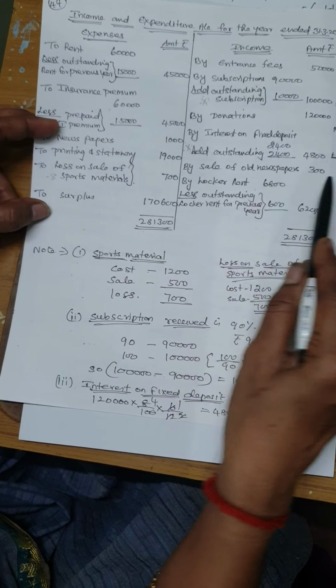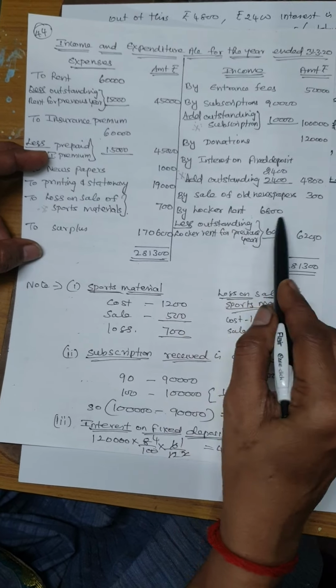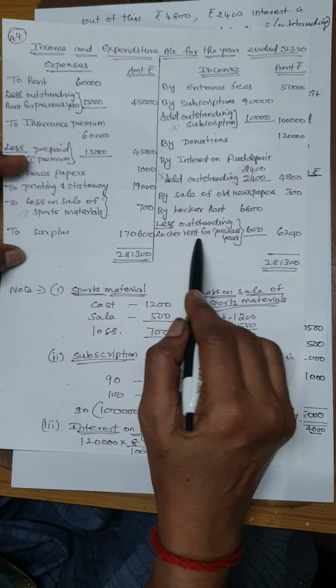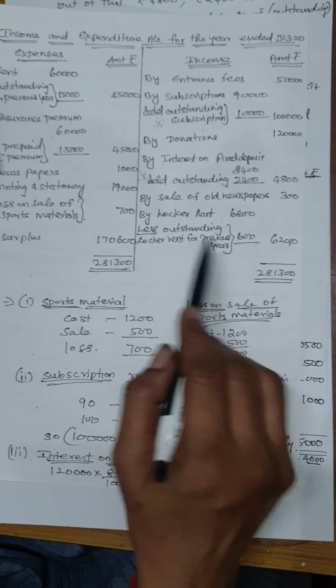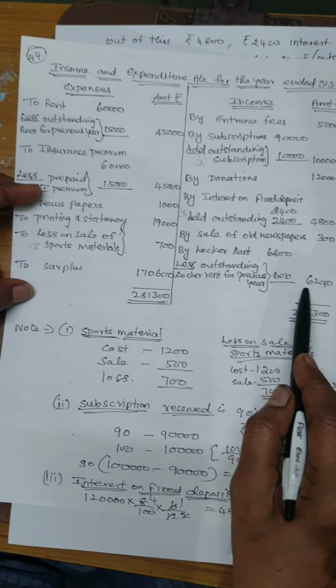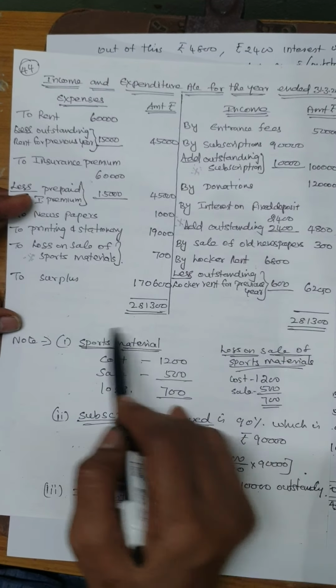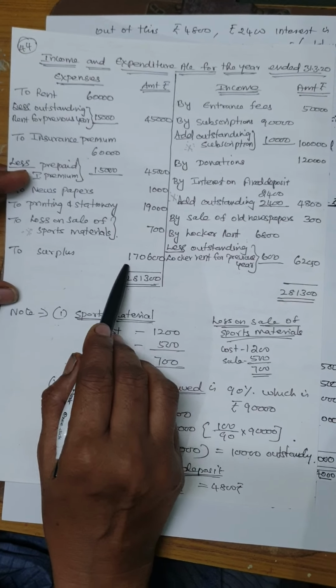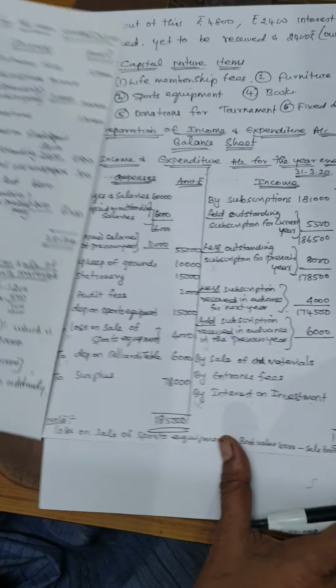Sale of old newspapers 300. Locker rent is given in the receipts and payments account 6,800. Outstanding locker rent of the previous year given in the adjustment 600. So the balance is 6,200. Again in this sum also income is more than the expense. So you get a surplus of 1,70,600.